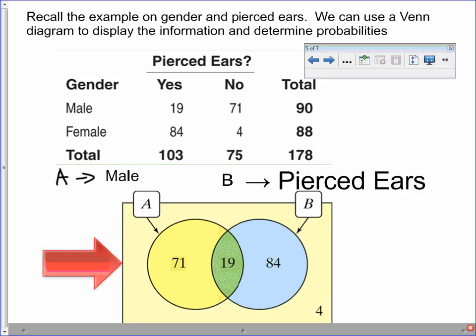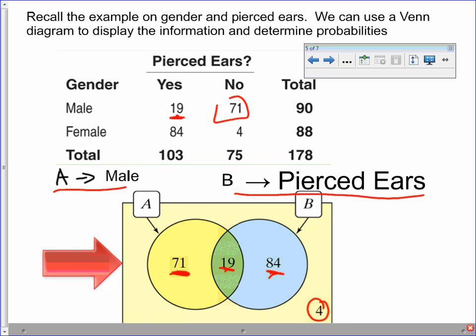A are all the males. There is the 71 for males who do not have pierced ears. But 19 of the males have pierced ears, and then 84 females have pierced ears. But they're not males, so they're just in the pierced ears circle. And then there are 4 people who are neither male nor have pierced ears. The key thing to doing these is to define the variables. We have to have those variable definitions here of what A and B are. But now we can start looking at different probabilities and different pieces.